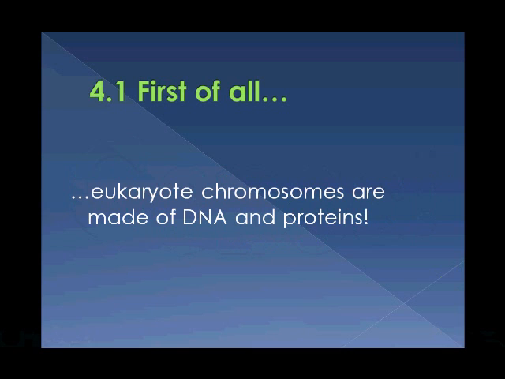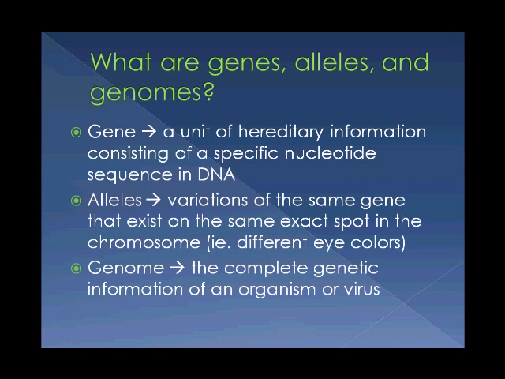Okay, so first of all, something that you definitely need to memorize is that eukaryote chromosomes are made of DNA and proteins. So what are genes, alleles, and genomes then? Well, a gene is simply a unit of hereditary information consisting of a specific nucleotide sequence in DNA. Alleles are variations of the same gene that exist on the same exact spot in the chromosome.